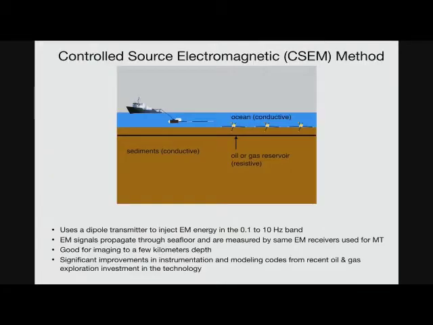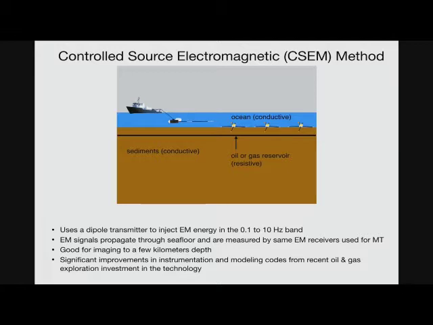Okay, so let's go on. Now that was the MT method. That's good for crustal and mantle imaging. If we want to get really high resolution imaging of the shallow crust, or at least the oceanic crust, we can use the controlled source EM method. And that's where we simply introduce this dipole transmitter into the ocean, and we transmit fields in this 0.1 hertz to 10 hertz band. So this is how we get the high frequency response in the ocean. We use this artificial source.